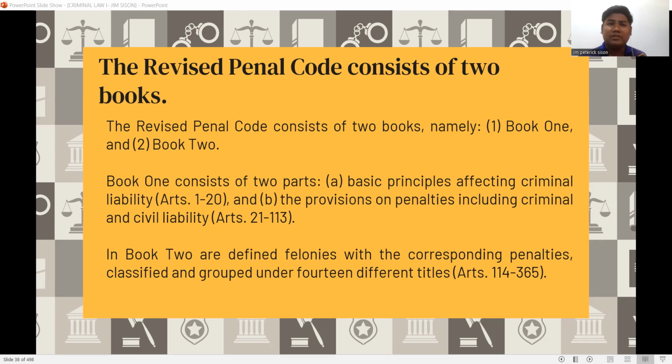That's why we have crimes against persons. What are crimes against persons? We have parricide, murder, rape, homicide, infanticide, etc. Crimes against property: we have theft, qualified theft, robberies, robbery with violence against or intimidation of persons, or robbery with the use of force. That's from Articles 114 to 365. So the scope of Book 1 is from Articles 1 to 113, while the scope of Book 2 is from Articles 114 to 365.